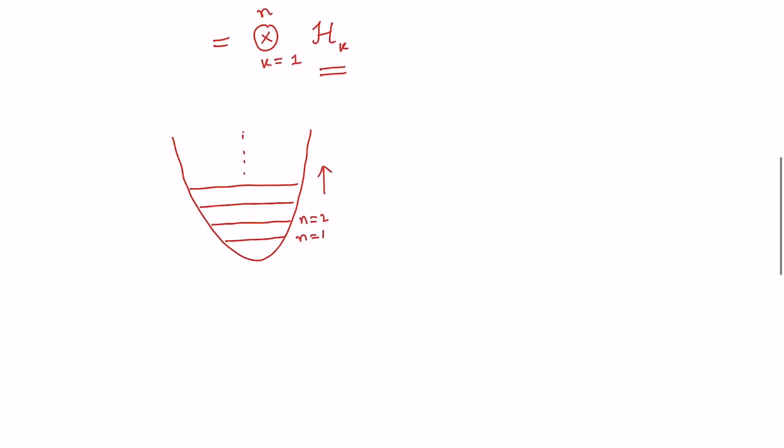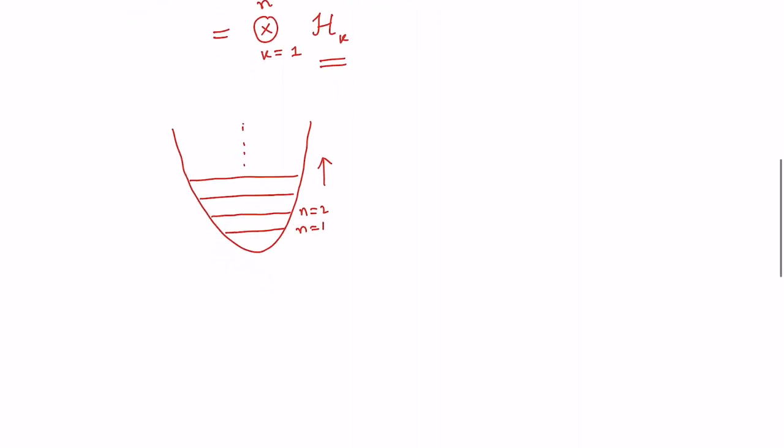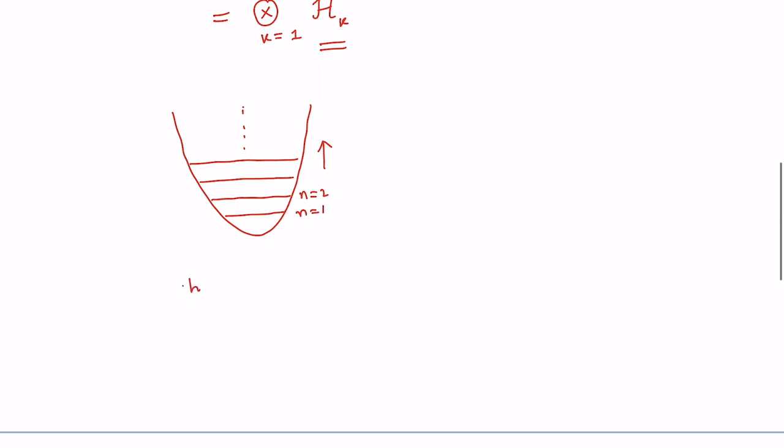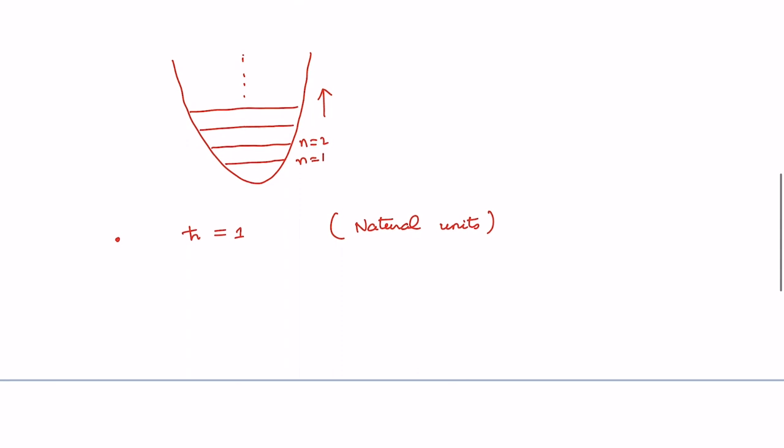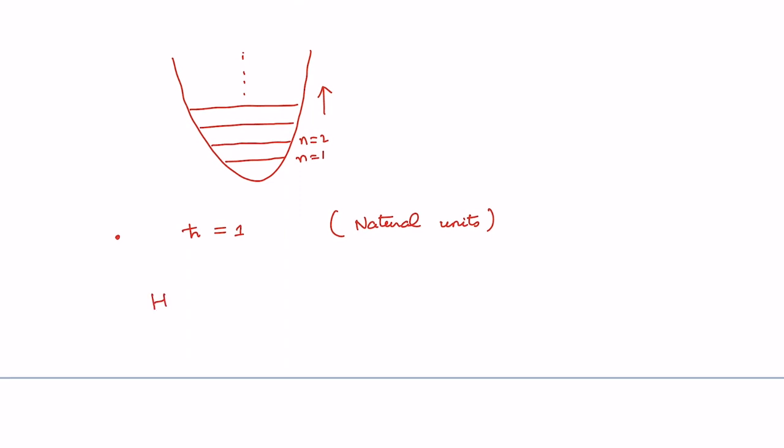Now, for the sake of convenience and simplicity, in the rest of this lecture we are going to take h cross equal to 1, which means we are basically taking the so-called natural units. So we'll consider h cross equal to 1, and in that case, for the bosonic system, the Hamiltonian I can write like this: sum over k from 1 to n, h cross, which I am taking to be 1, so I have omega k, a k dagger a k plus half.